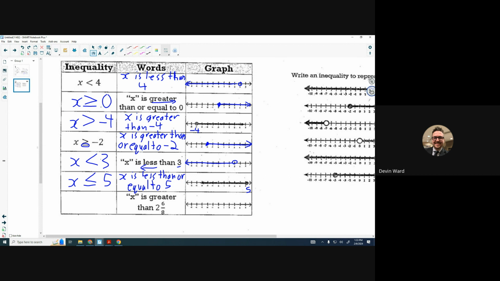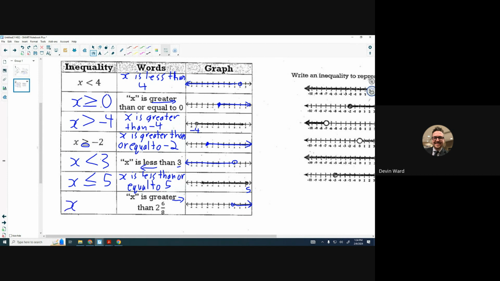Okay. Last one. X is greater than 2 6/8. Okay. So I have a fraction, but don't worry about that too much. I know that's 2 6/8. It's going to be somewhere between 2 and 3. Probably closer to 3 since it's 6/8. That's going to be closer to 3 than 2. So it doesn't have to be perfect, but all I want to do is draw a circle in between 2 and 3. Now x is greater than that, so I know it goes to the right.